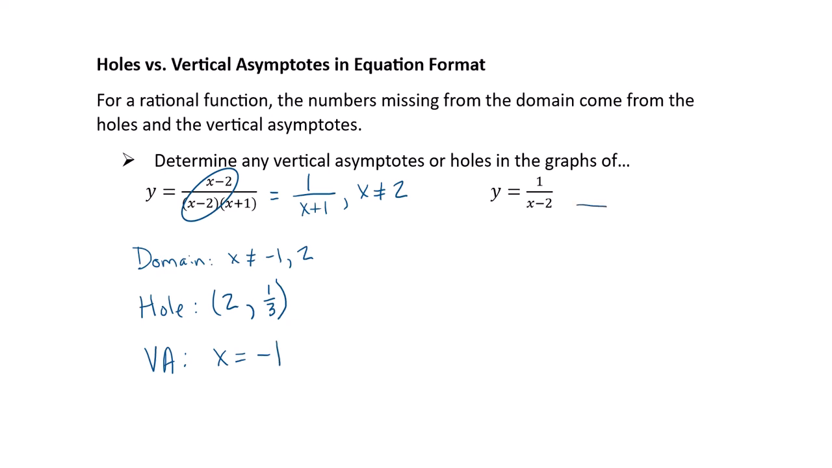Over here we have no removable discontinuities. We have just this x minus 2 in the denominator. So our domain restriction is that x cannot equal 2. For holes, there are none. And a vertical asymptote of x equals 2.